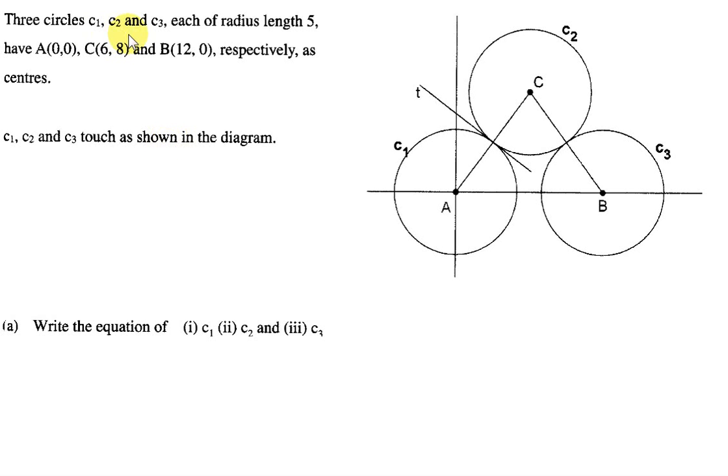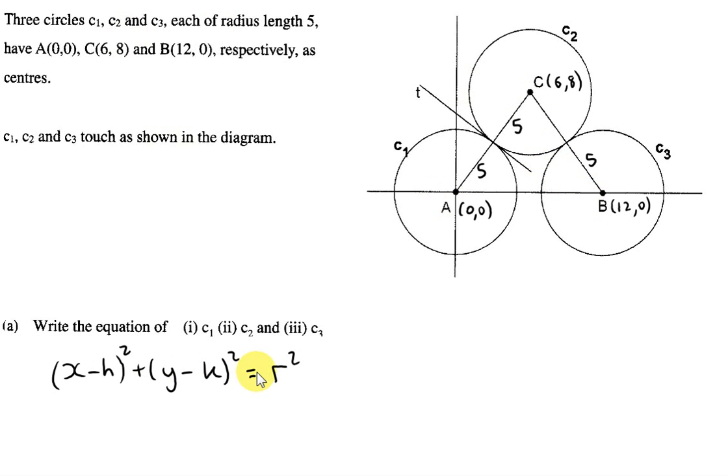Three circles C1, C2 and C3, each of radius length 5, have A(0,0), C(6,8) and B(12,0) respectively as centres. C1, C2, C3 touch as shown in the diagram. Write the equations of C1, C2 and C3.